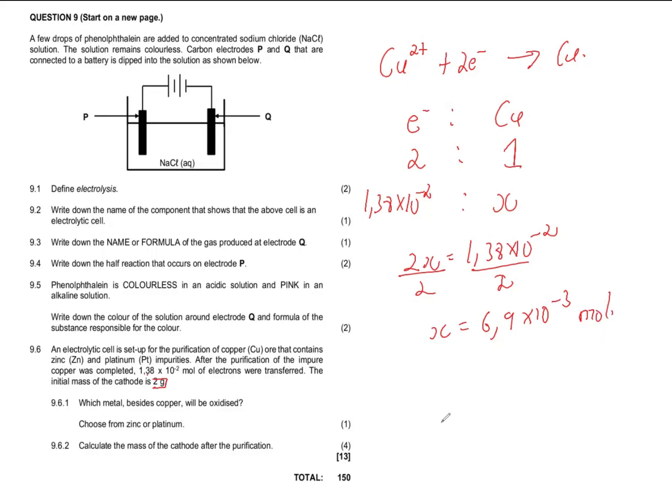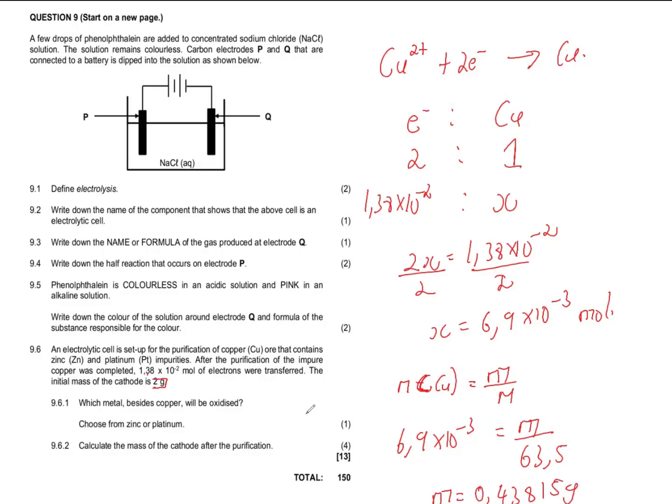And then what is it that we want? The mass. So we want to use the formula n of copper equals mass over the molar mass. Now we have the number of moles of copper, 6.9 times 10 to the exponent of negative 3. We have mass, and then what is the molar mass of copper? Checking your periodic table will give you 63.5. And then when you cross multiply those, you're going to end up with what? 0.43815 gram, right? But then remember they said the initial mass of the cathode is 2 grams.